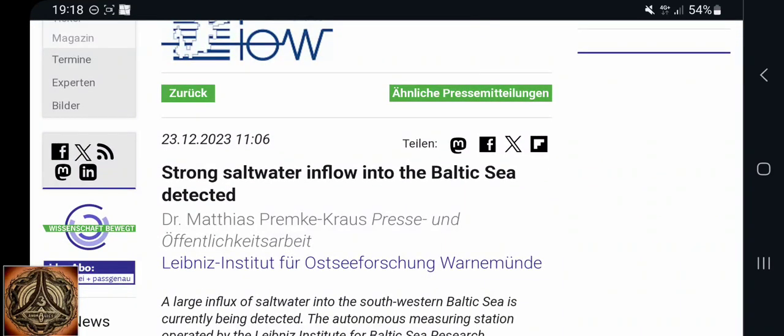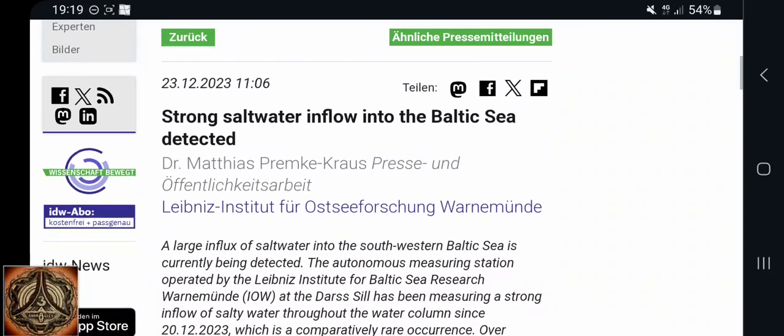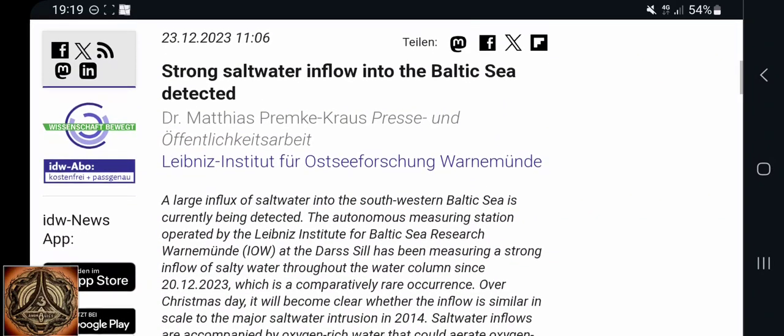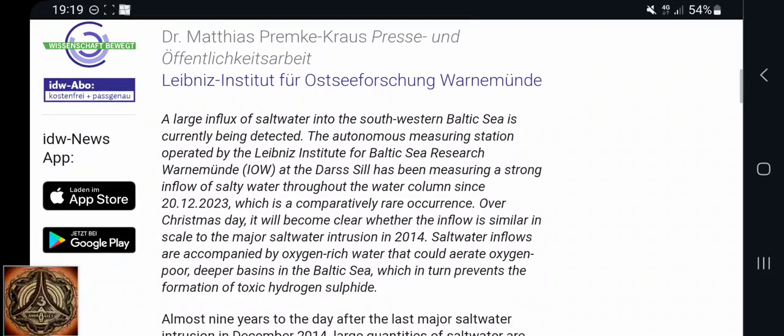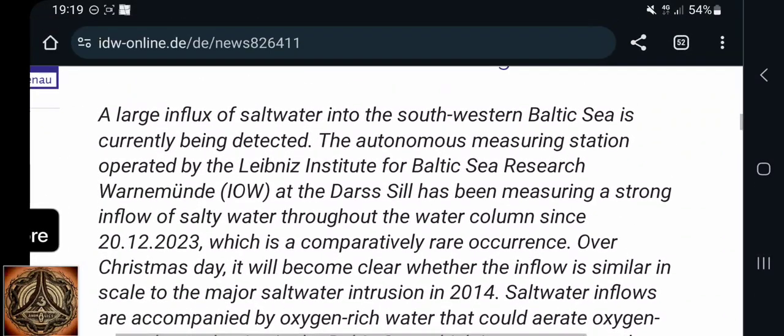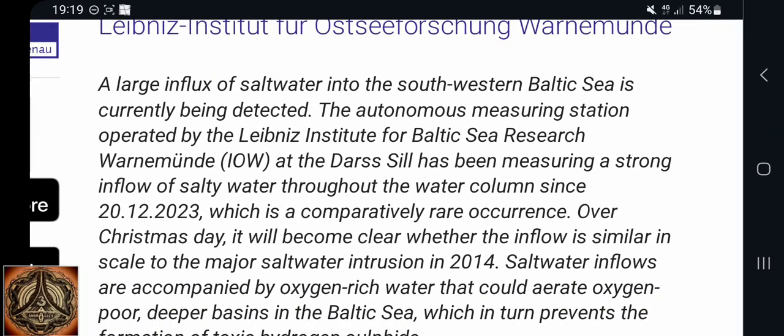Strong saltwater inflow into the Baltic Sea detected 23rd December, that's a few days old. Leibniz Institute, Warnemünde. A large influx of salt water into the southwestern Baltic Sea is currently being detected. The autonomous measuring station operated by the Leibniz Institute for Baltic Sea Research, Warnemünde, at the Darßer Schwelle has been measuring a strong inflow of salty water throughout the water column since 20th of December 2023. Which is a comparatively rare occurrence.